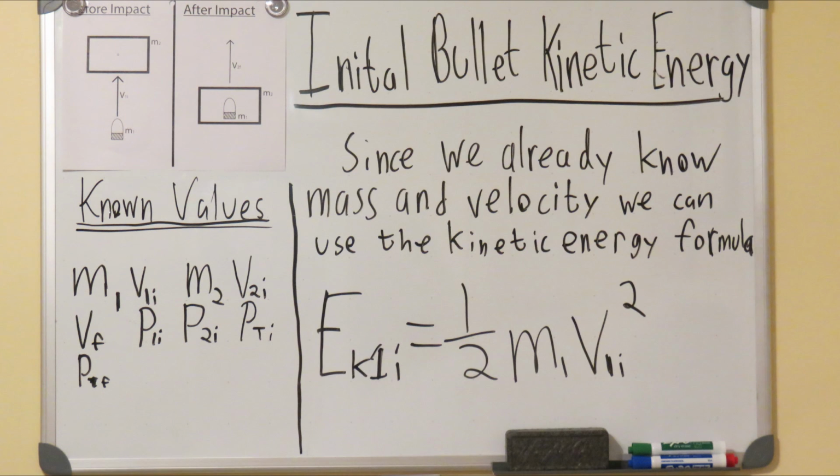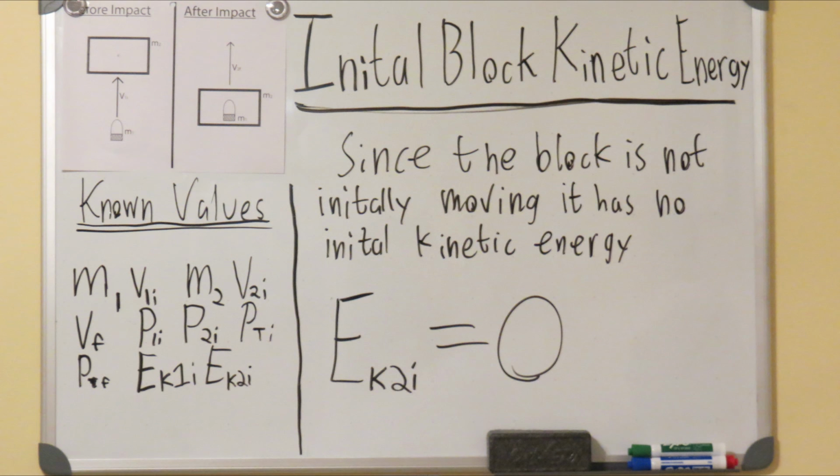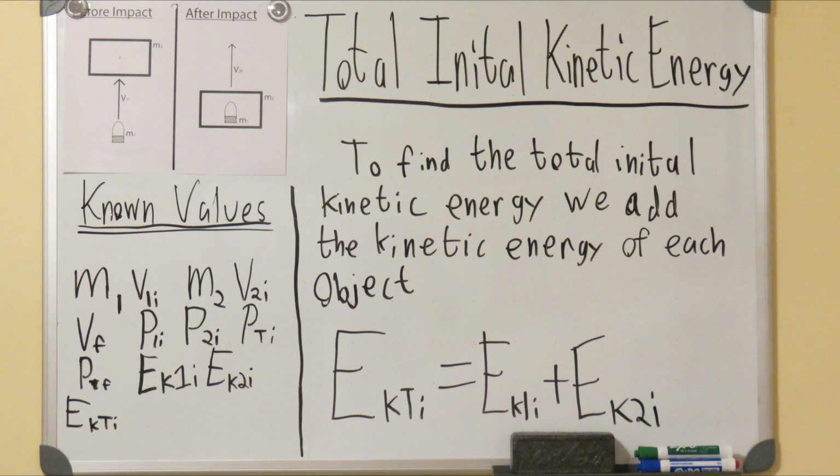Since we already know the mass and velocity, we can use the kinetic energy formula to solve for the bullet's initial kinetic energy. Since the block is not initially moving, it has no initial kinetic energy. To find the total initial kinetic energy, all we need to do is add the initial kinetic energy of each object.